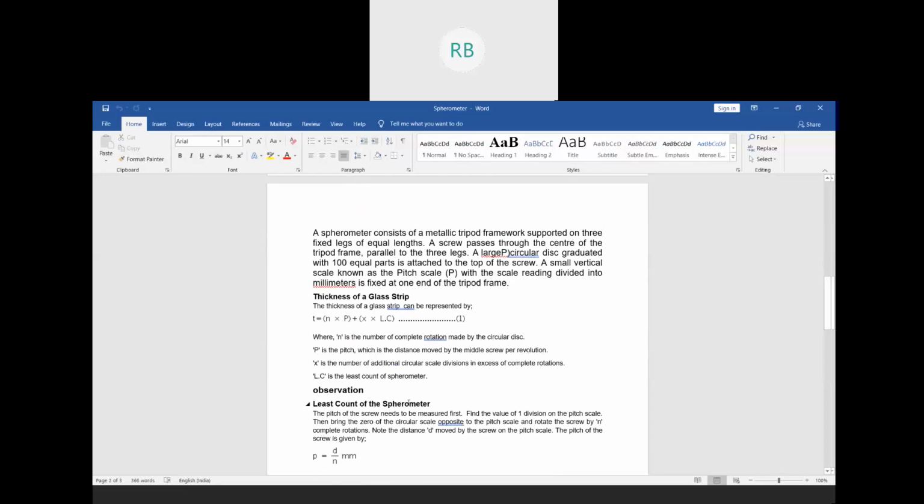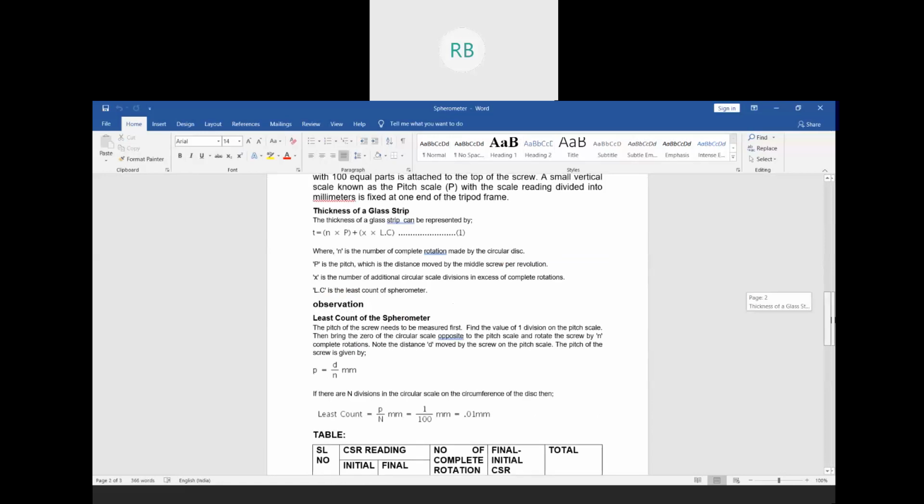Okay, usually what is pitch and what is least count, as in the last practical in the screw gauge? I have explained, no. What was pitch? What was least count?